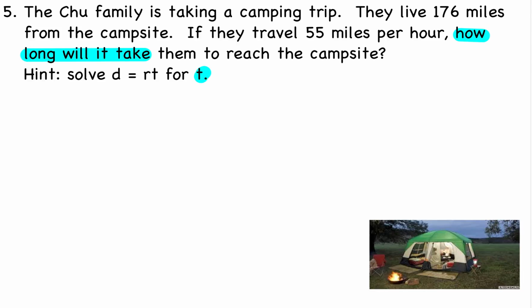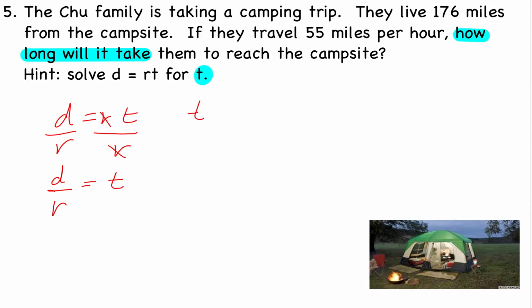Okay, so that's t, that's time, right? That's what we're looking to solve. So let's go ahead and solve this for t. So if I have d equals rt, to get t alone, I need to divide both sides by r because it's being multiplied, right? So the r's cancel, and I have t is equal to d over r. So it's distance over rate.